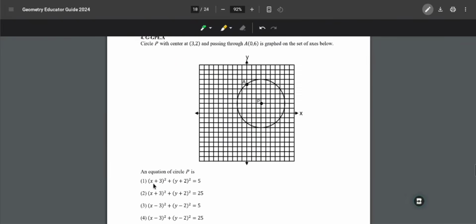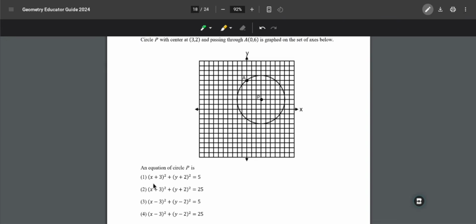Number 4 says, circle P with center at 3, 2 and passing through A06 is graphed on the set of axes below. An equation of circle P is, and then your answer choices. So circle P has a center at 3, 2. So I can already begin part of my equation. Remember, your equation of a circle is x minus h squared plus y minus k squared equals r squared. So I already have my h and my k. My h and my k are 3 and 2.